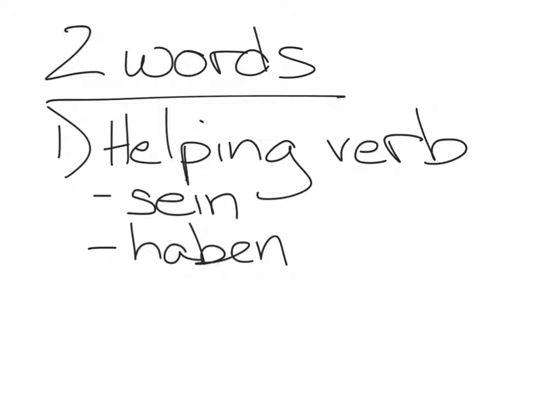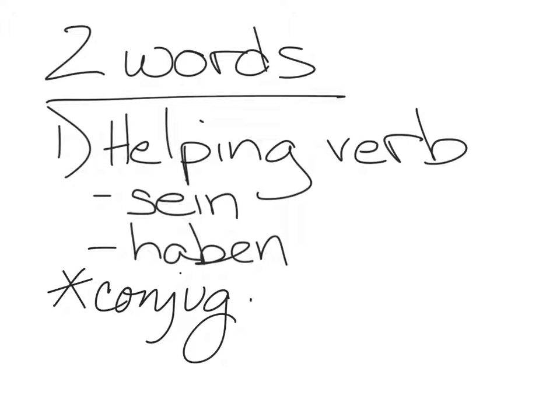Alright, so we've got sein and haben. Okay? Those are the ones that you're going to conjugate. And the reason that this makes it nice is that means the other word, once you learn what it is, will never, ever change. Okay, so we'll get to that in a second. But these are the only two that you're going to conjugate. So once you know how to conjugate haben and sein, you're already most of the way there.